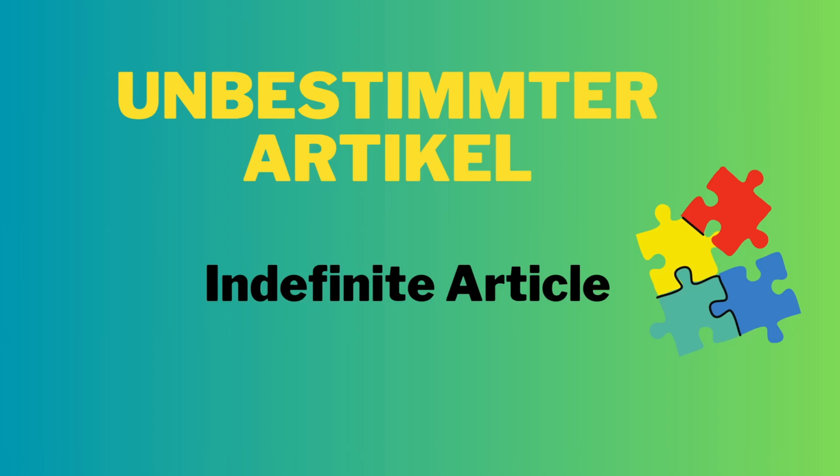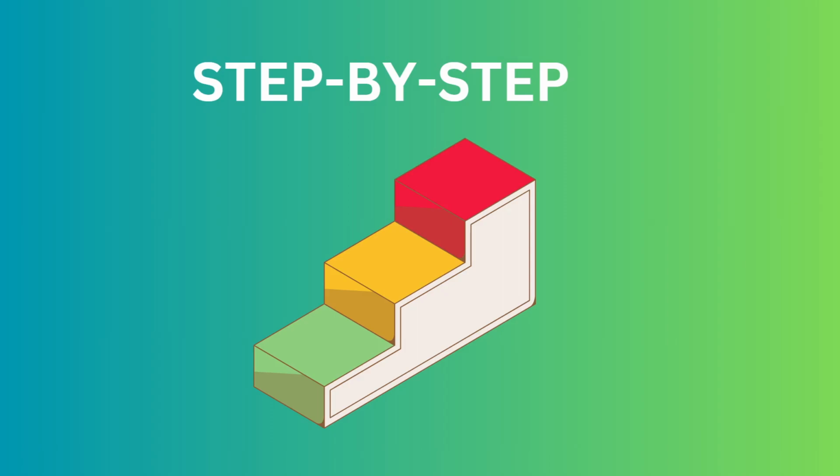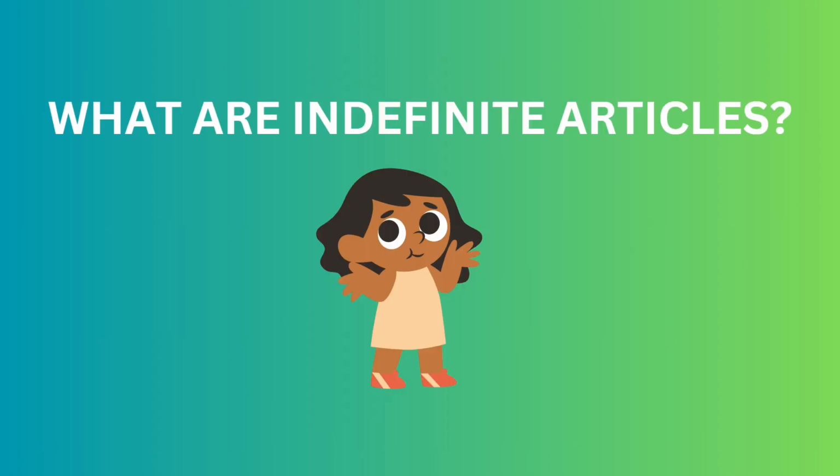So whether you are a beginner or an intermediate learner, understanding how to use indefinite articles correctly is crucial for mastering the German language. So let's make the learning simpler and break it down step by step. First things first, what are indefinite articles? Indefinite articles are those articles which are used to refer to a general or unspecified noun.